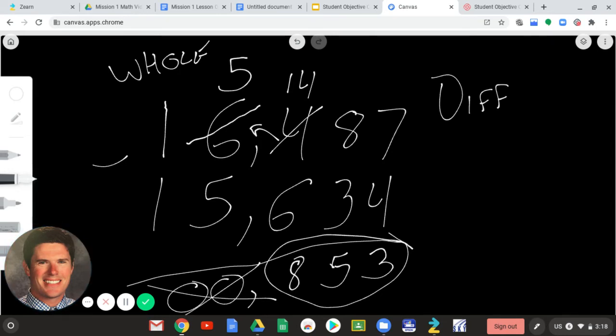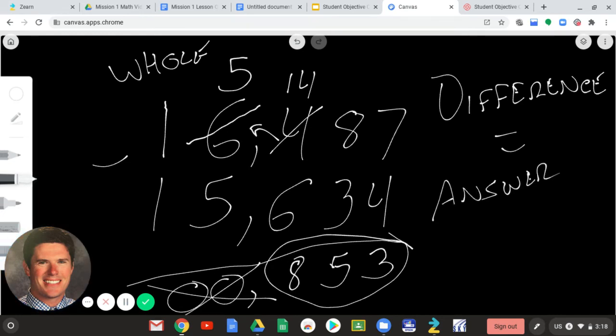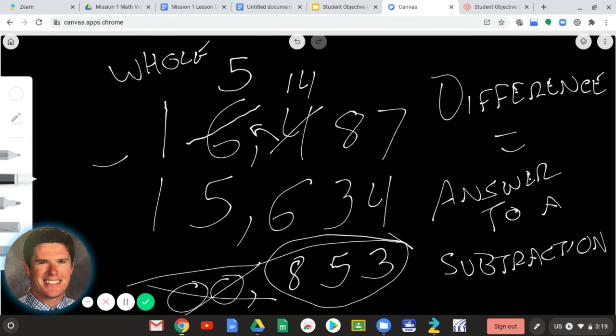Difference, when you hear the term difference, that means, hey, what's the answer to a subtraction problem? Answer to a subtraction. Sum, when you hear the term sum, that means the answer to an addition problem. Difference means the answer to a subtraction problem. So the difference here is 853.